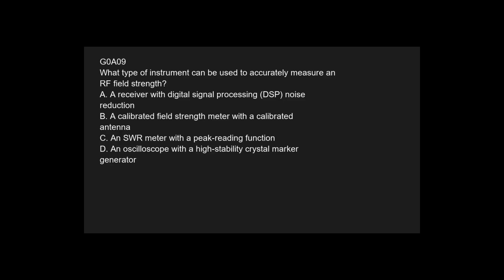Question: what type of instrument can be used to accurately measure an RF field strength? The correct answer is B. A calibrated field strength meter with a calibrated antenna.